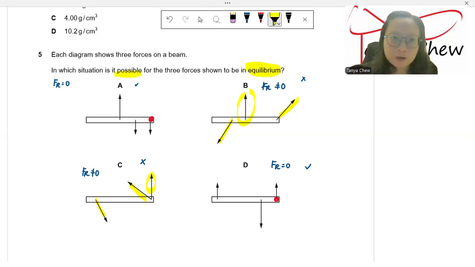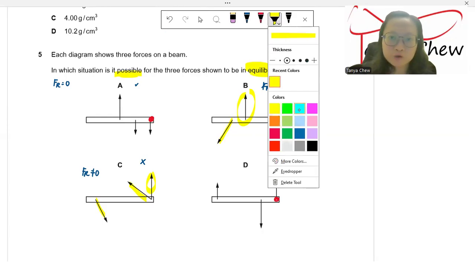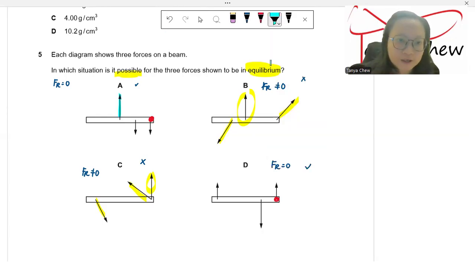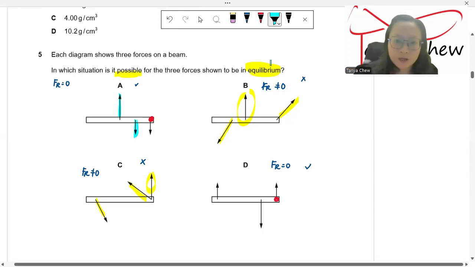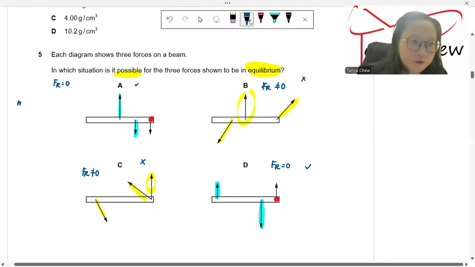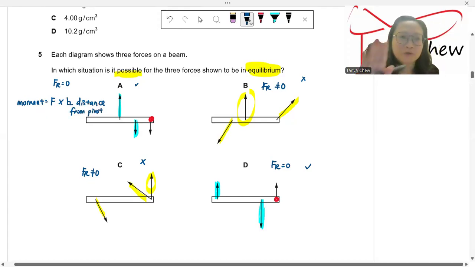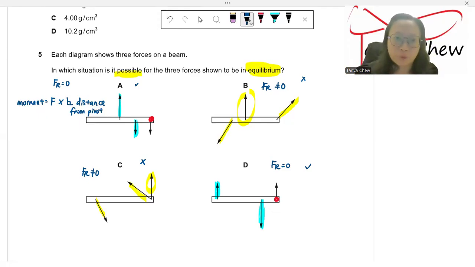For A, I know that there are only two forces acting. One is upwards, the other one is downwards. For D, there are also two forces. One is downwards, the other one is upwards, right? So how do we do our guessing? Let me write down the equation of moment first. Moment is equal to the force times the perpendicular distance from the pivot. So if you want a moment to be larger, the force must be larger, or the perpendicular distance from the pivot must be longer as well.